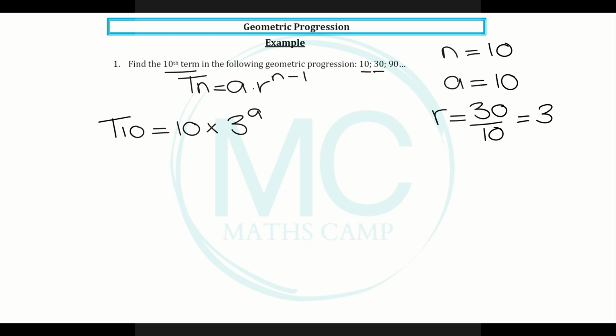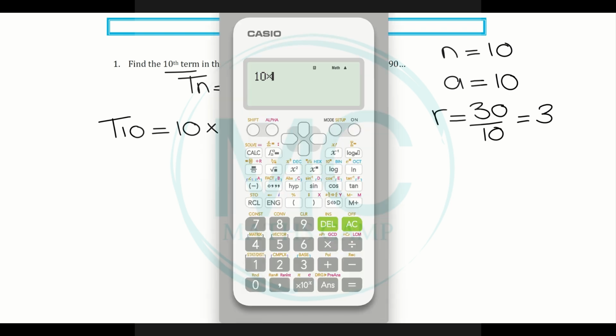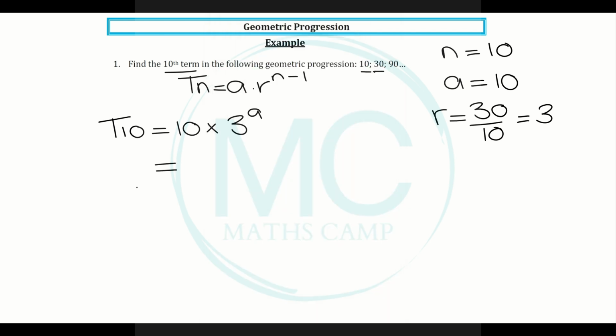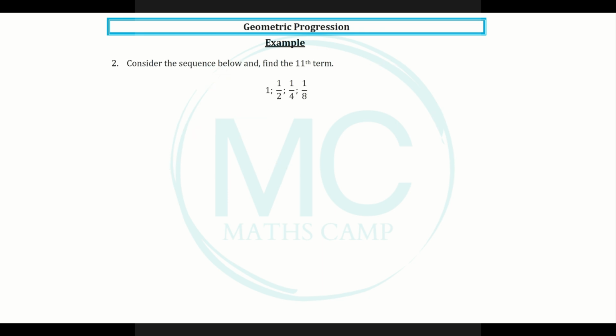Now you can take your calculator, and we say 10 multiplied by 3 with an exponent of 9 is equal to 196,830. This is the 10th term in the progression. Let's do another one. Consider the sequence below and find the 11th term.